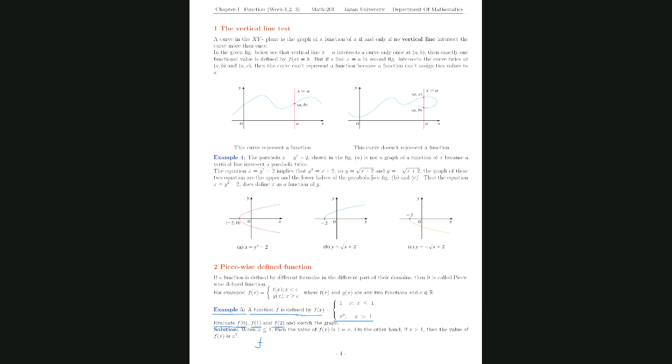f(x) equals, here are two functions. f(x) equals 1 minus x, if x is less than or equal to 1. This is one function here. And another function: f(x) equals x square, if x is greater than 1. Now look, f of 0, you have to find this.